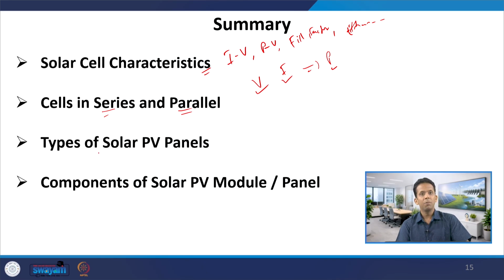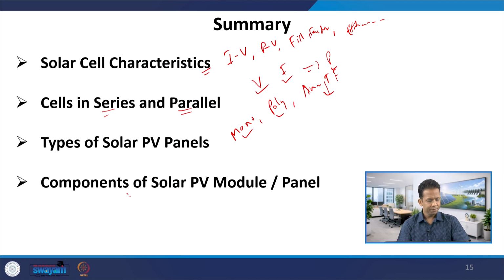Then types of solar PV panels, we saw 3 types: monocrystalline, polycrystalline and amorphous thin film. This is the most expensive but most efficient. This is somewhere in the middle, and this is least expensive but least efficient. And then we saw the differences between the 3 types of panels based on different features.